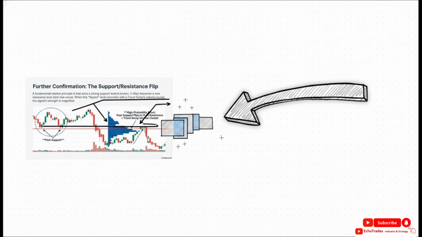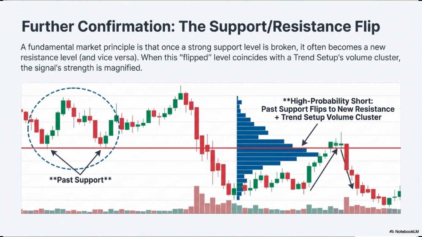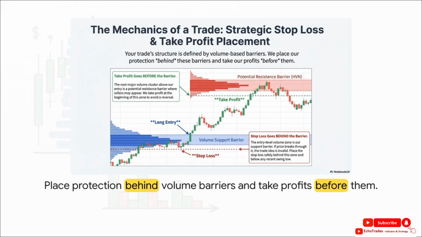And here's another layer of confirmation you can add. The classic support becomes resistance flip. This is trading 101, right? When a strong support level breaks, it often turns into new resistance. Now, if you find that that flipped level also lines up with one of our volume profile setups, like a trend setup volume cluster, the strength of that signal just gets magnified. It's huge.